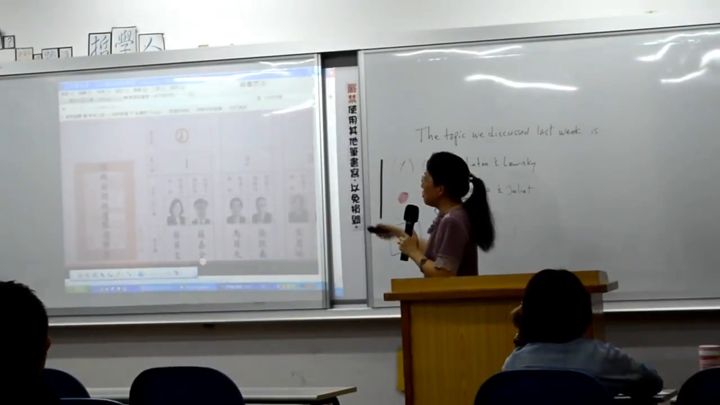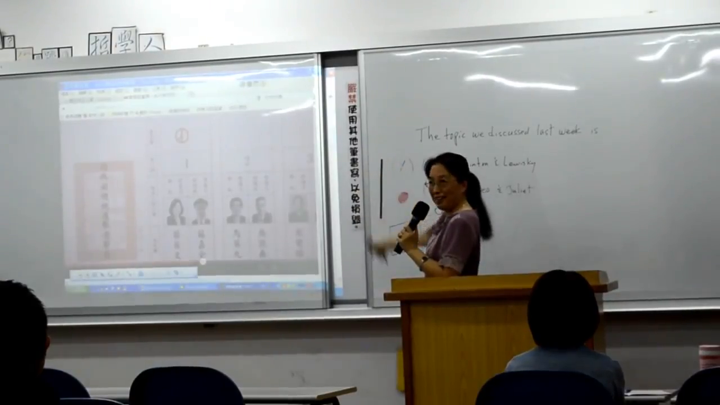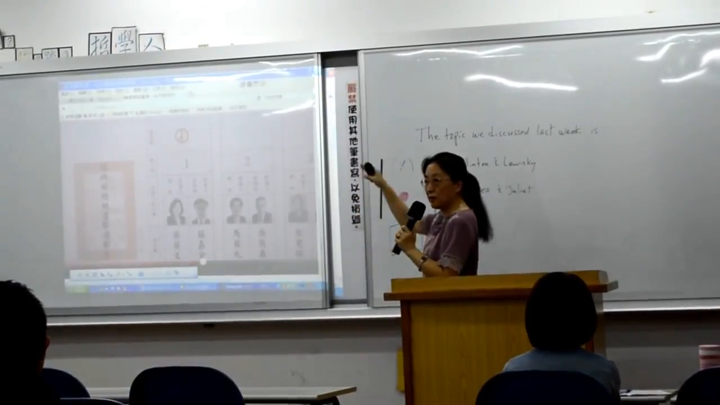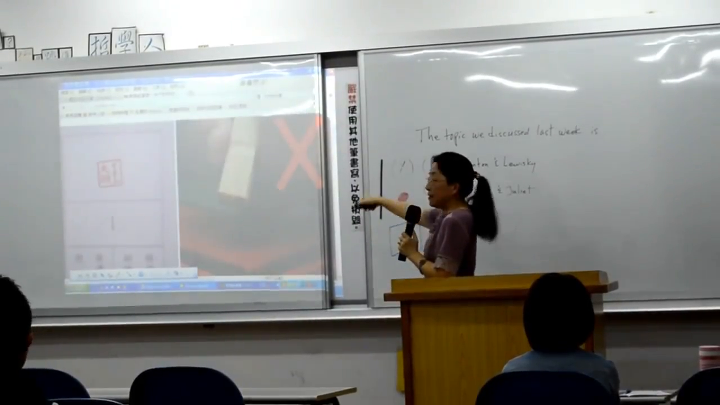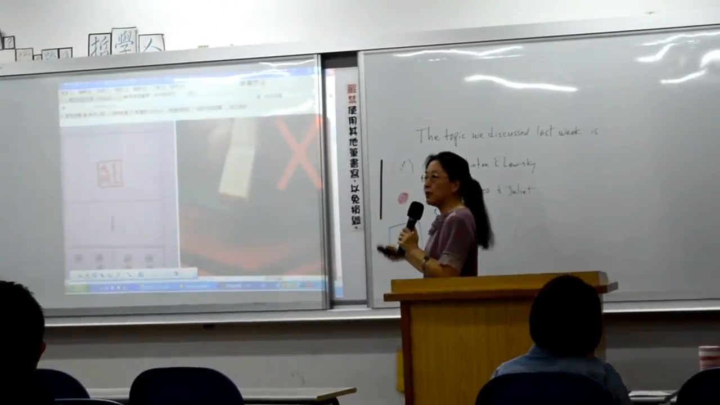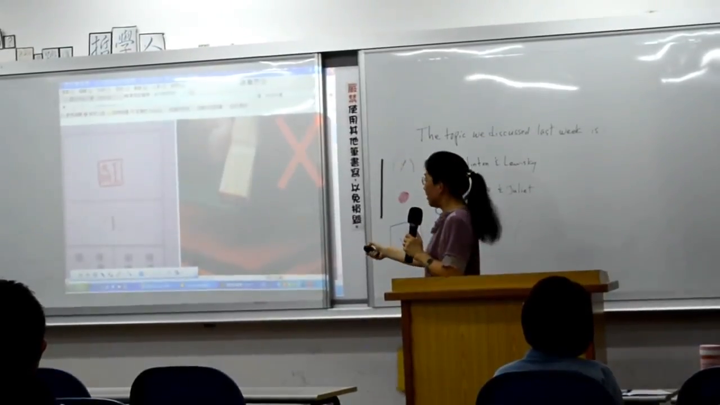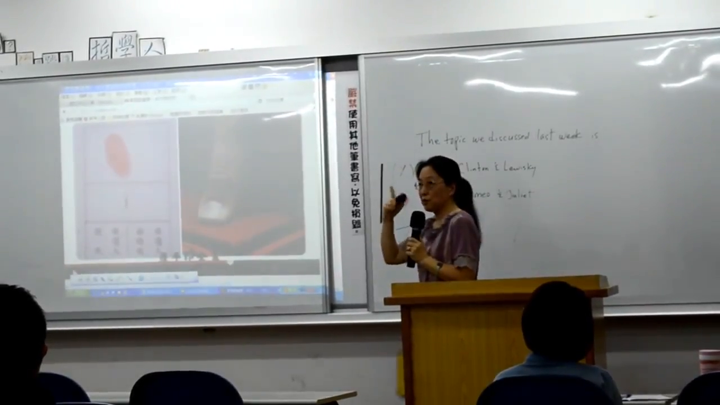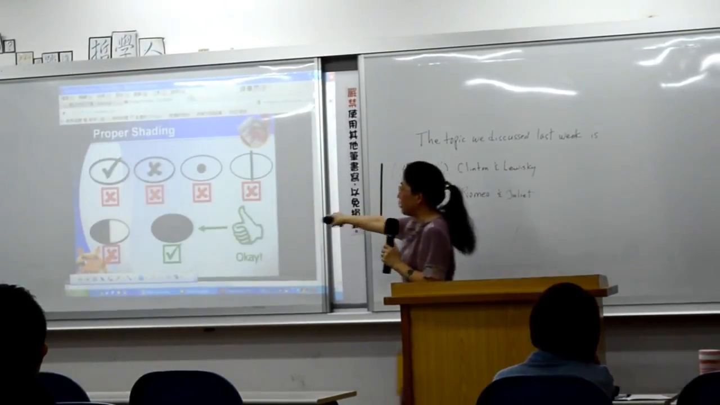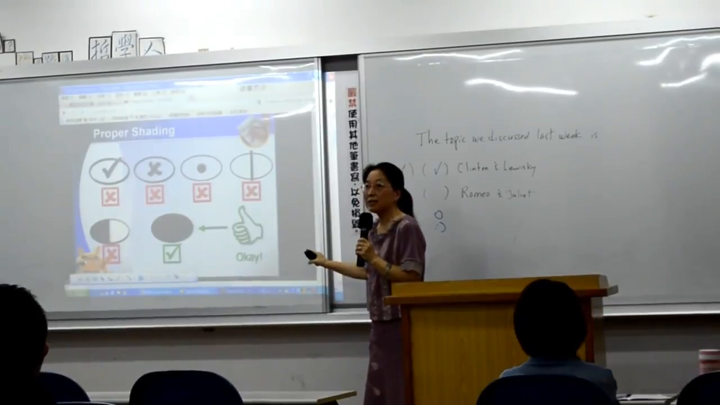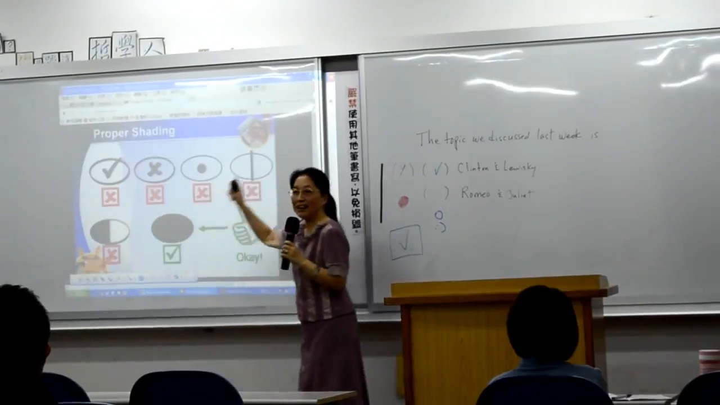Okay, just review. In Chinese culture, the ballot is printed in a certain way, right? Because Chinese characters are written in certain ways. And it's associated with a seal, which represents our identity. Fingerprint also is a symbol of identity. And here, proper shading makes a big difference. Anything other than this is invalid.